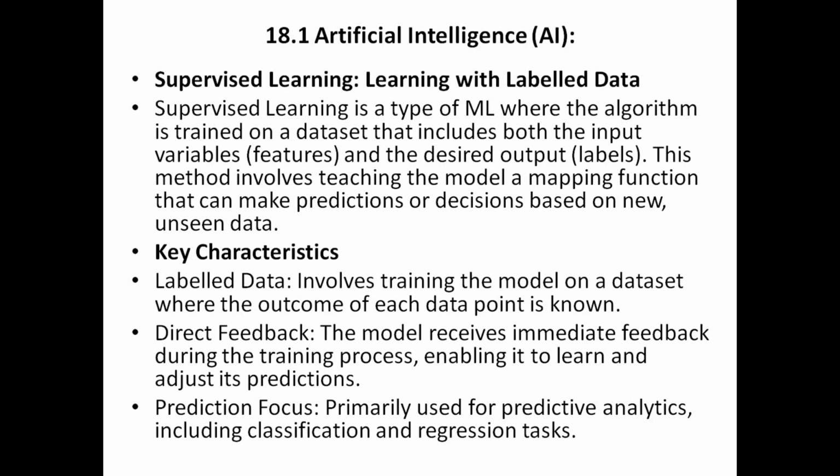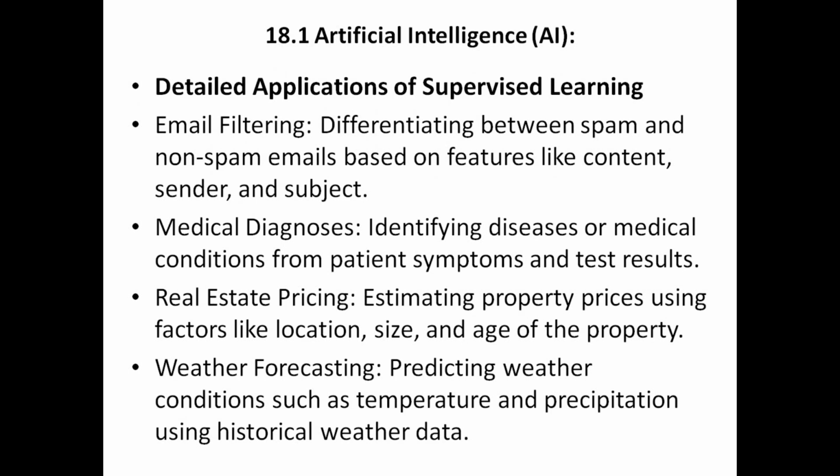This is the same thing: supervised learning with a labeled data set, and it involves training the model on a data set where the outcome of each input is known. You can have direct feedback. The model receives immediate feedback during the training process, enabling it to learn and adjust its predictions. Prediction focus: primarily used for predictive analytics, it includes classification and regression tasks. Now, what are the applications of supervised learning? Something like email filtering, like spam filters, medical diagnosis, real estate pricing, weather forecasting, etc.